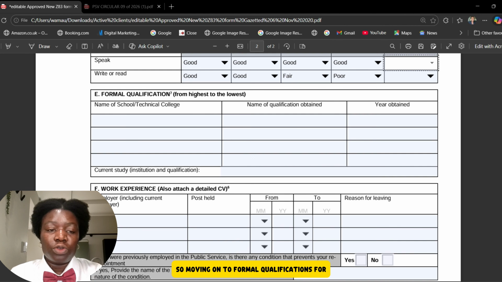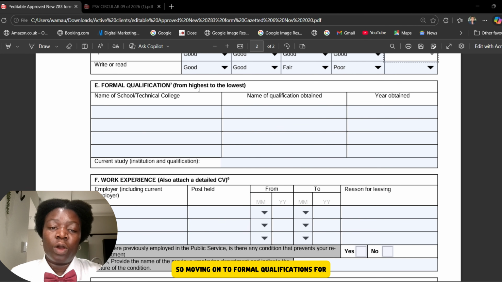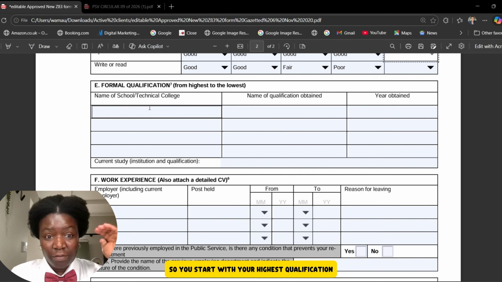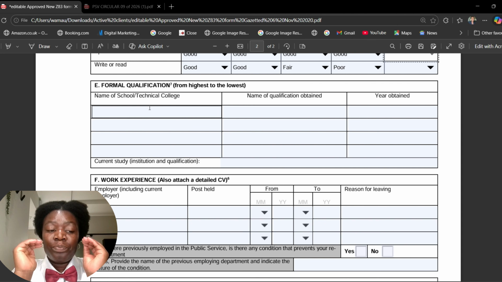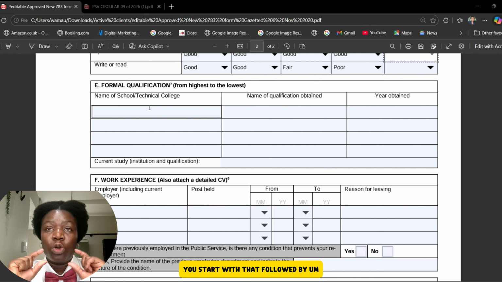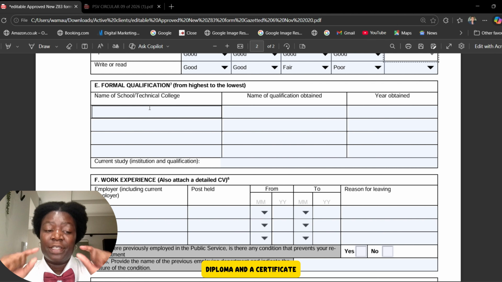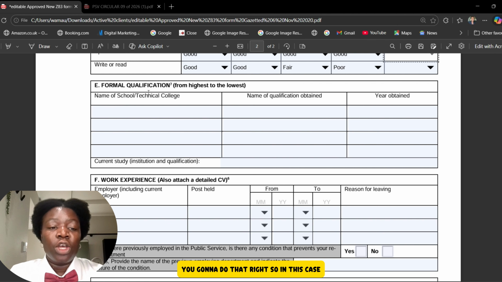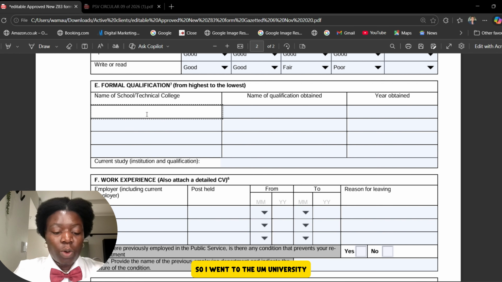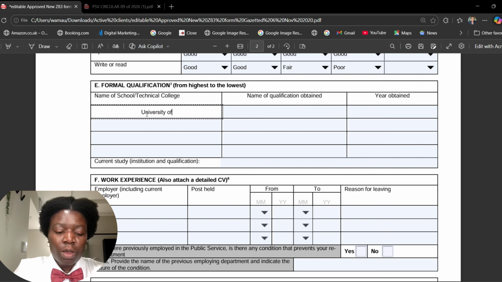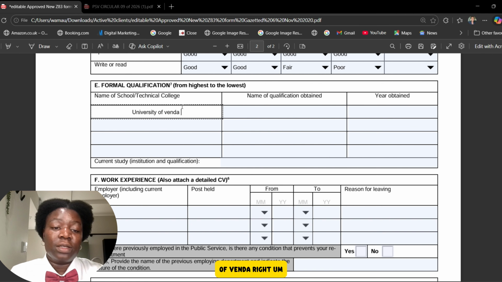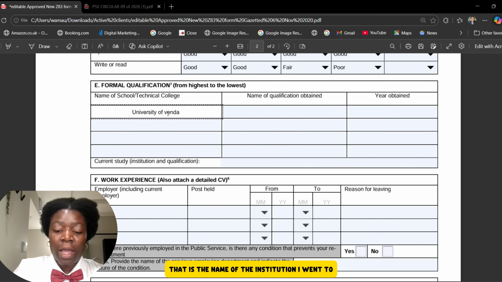So moving on to formal qualifications, from highest to the lowest. So you start with your highest qualification. If you have a degree, which is your highest qualification, you start with that, followed by the other qualifications that you have. So if you have a degree and a diploma and a certificate, you're going to do that, right? So in this case, a name of school or a technical college. So I went to the University of Venda, right? That is the name of the institution I went to.